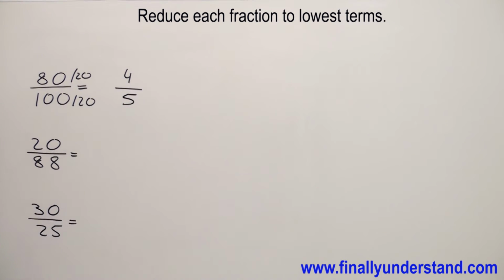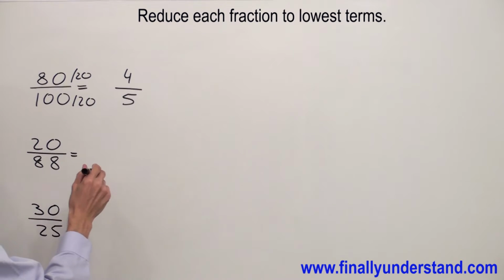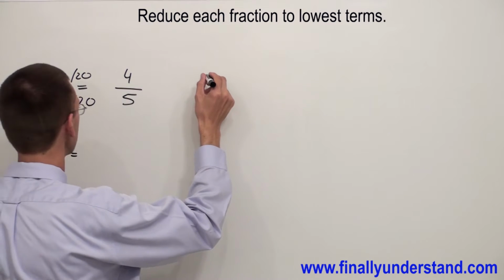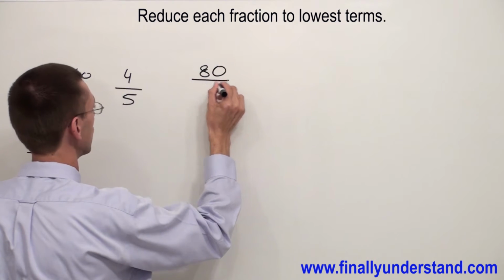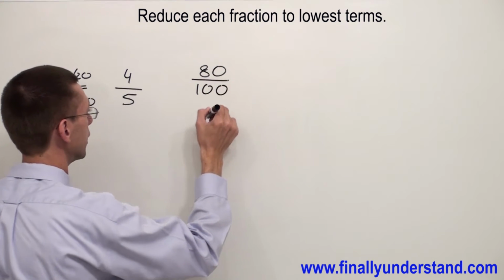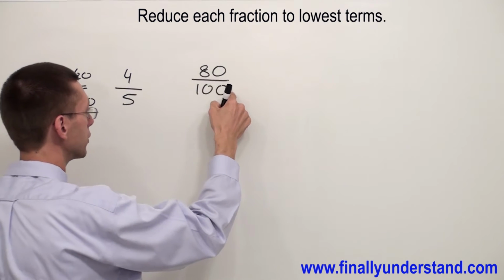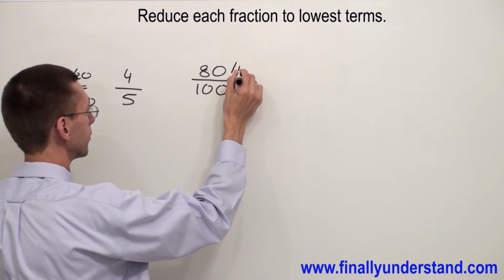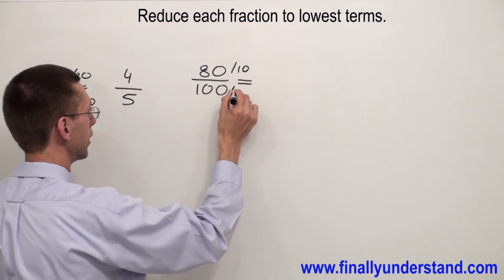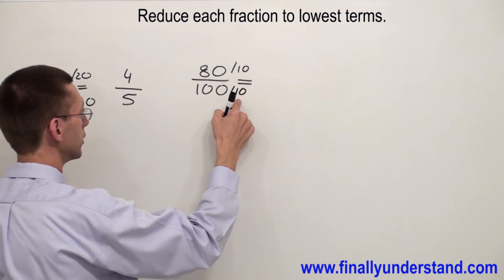Now, if some of you are not seeing 20 at the very first moment, you can do the simplification step by step. Okay, let me write this problem one more time. I have 80 over 100. Anytime a number ends with 0, it is for sure divisible by 10. So that's why I'm going to divide the top number by 10 and the bottom one by 10.